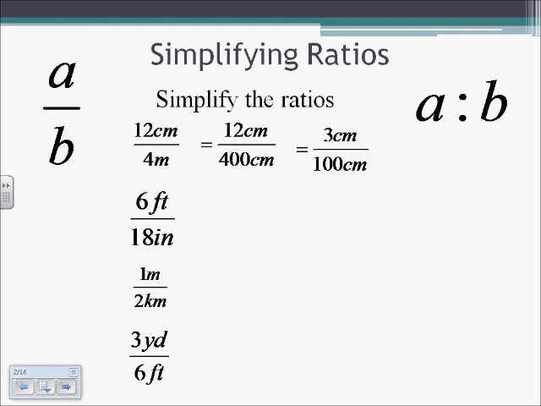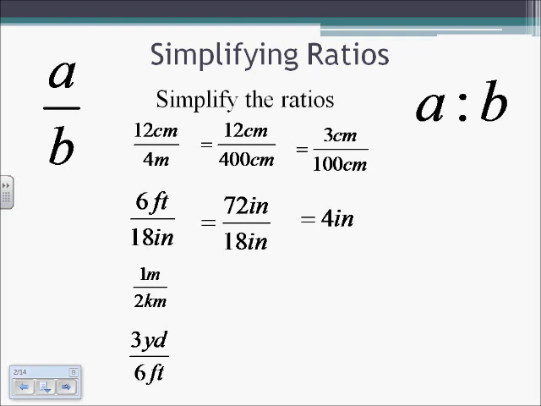Continuing on for the next three, we'll simplify each one of the ratios. So 6 feet to 18 inches. Feet is bigger than inches. We know that there are 12 inches in a foot, so I will take 6 feet and multiply it by 12. I'll end up with 72 inches over 18 inches. And 72 over 18 simplified is just 4. So my ratio is 4 to 1 in terms of inches.